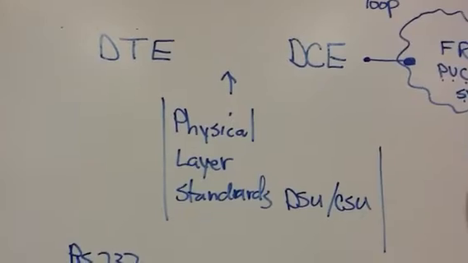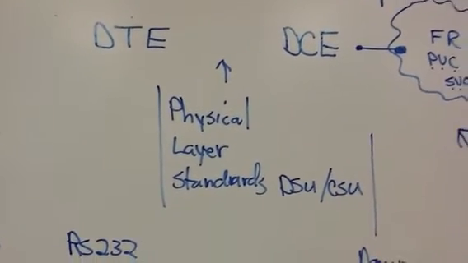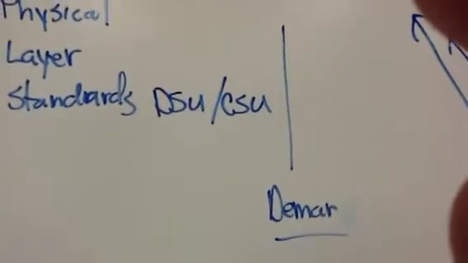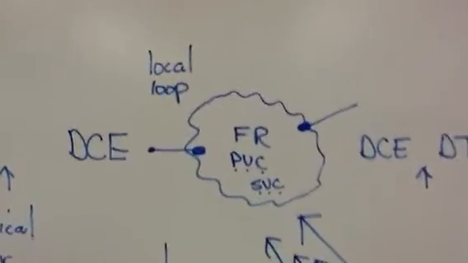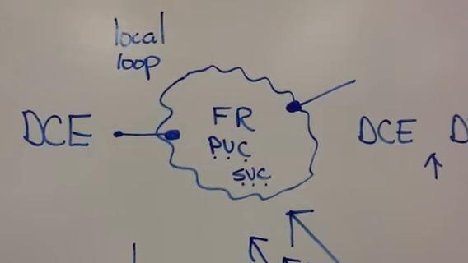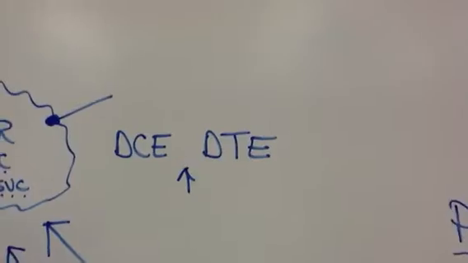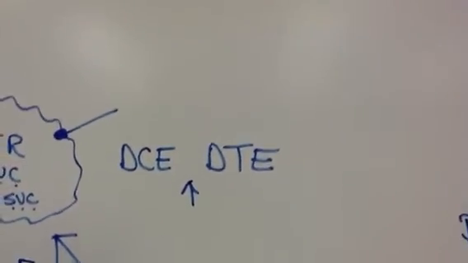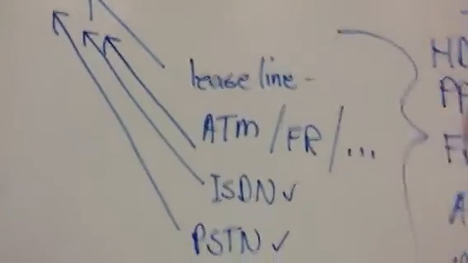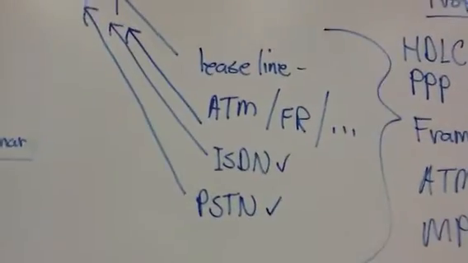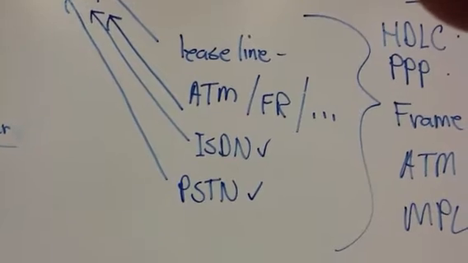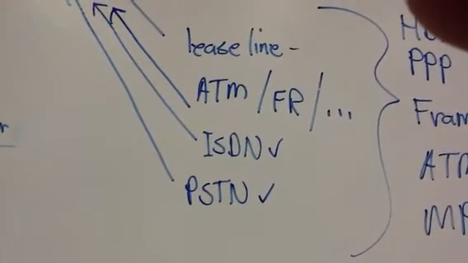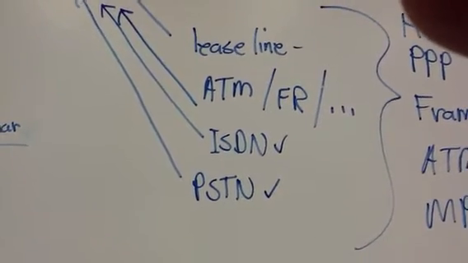And then we talked about DTE and physical layer standards. We talked about DCE, like a DSU, CSU, or a modem, and the local loop. Here I did an example of frame relay, then the data communications equipment and data terminal equipment on the other end. For the connections going through, we could have a leased line, a dedicated line, which we pay for all the time. We can have ATM, frame relay, and a number of others.